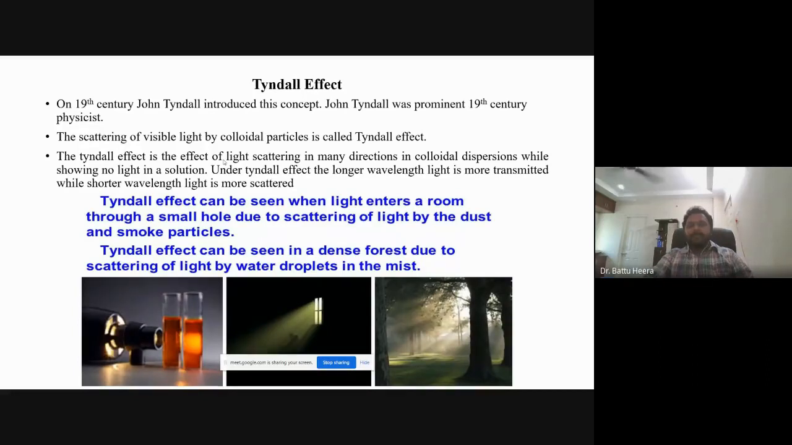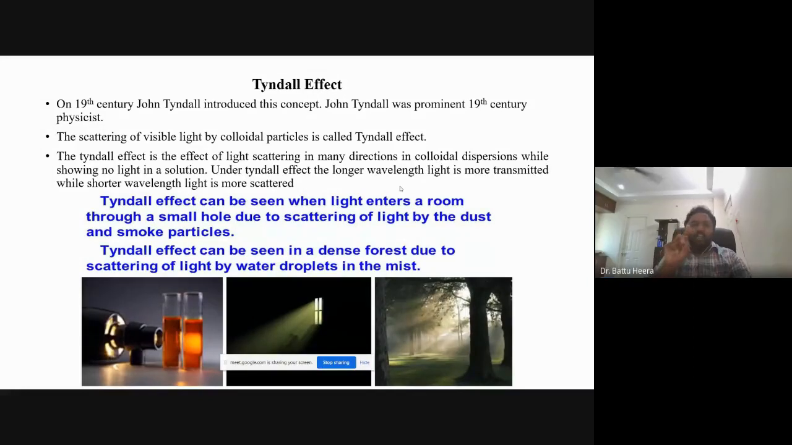I will show you that. So the Tyndall effect is the effect of light scattering in many directions in colloidal dispersions while showing no light in a solution. Under the Tyndall effect, the longer wavelength, this is very important, under the Tyndall effect, the longer wavelength light is more transmitted while shorter wavelength light is more scattered.